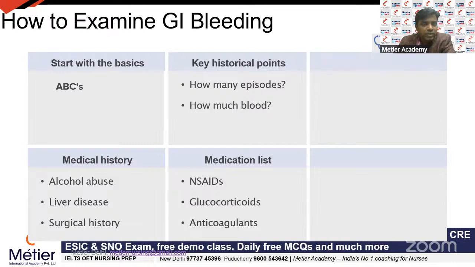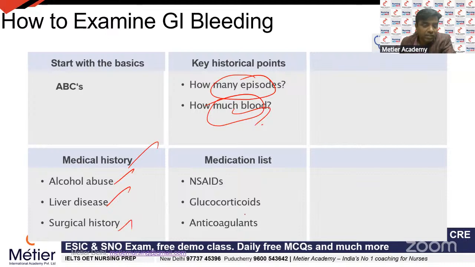Now imagine the patient comes with severe bleeding. You are the casualty. You see GI bleeding is there. So basically start with your basics. Key points which you put a question there. How many episodes? Yes, how much of blood? Vomiting, if it is there, you can see aspiration chances there. How many episodes and how much blood? Medical history, alcohol, liver disease, any surgery recently.